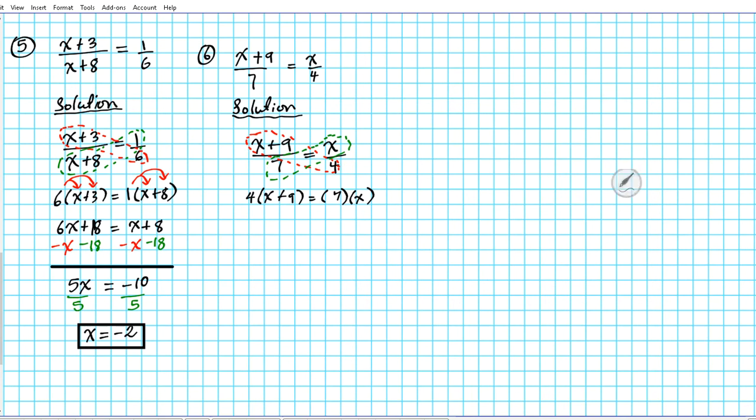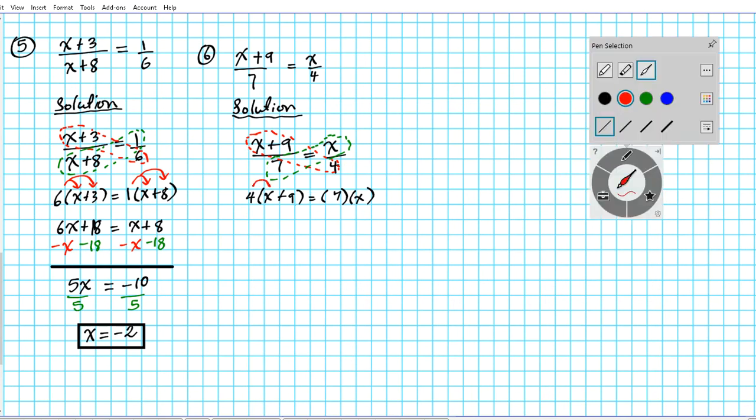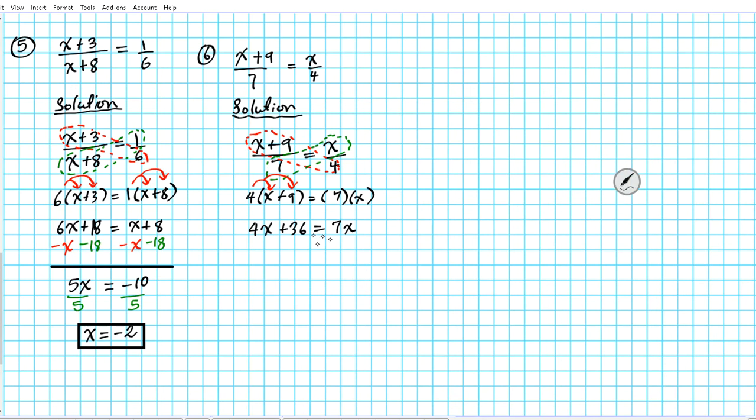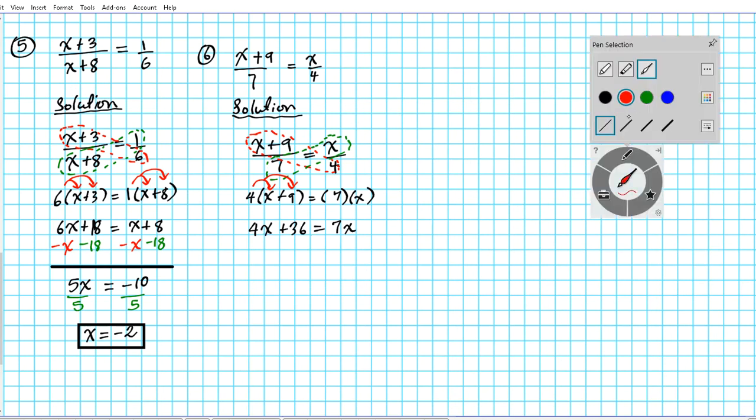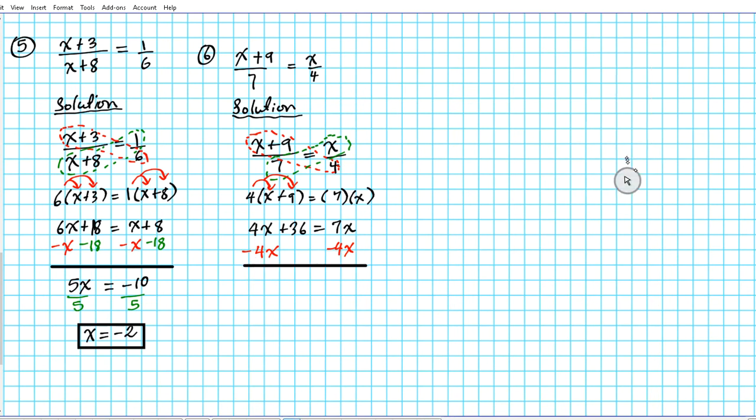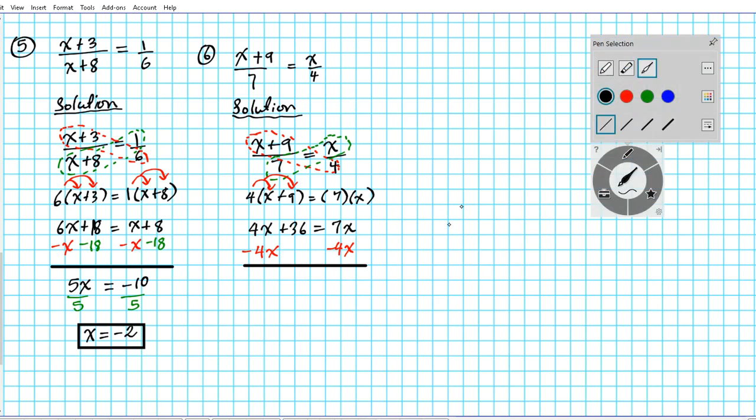If we multiply that out, we just distribute the 4 to x and 9, and that yields 4x plus 36 equals 7x. Now what we're going to do is proceed to move the 4x to the right side of the equation, so we have a positive sign with the x variable. So we subtract 4x from both sides of the equation. That will yield 36 is equal to 7x minus 4x, 3x.